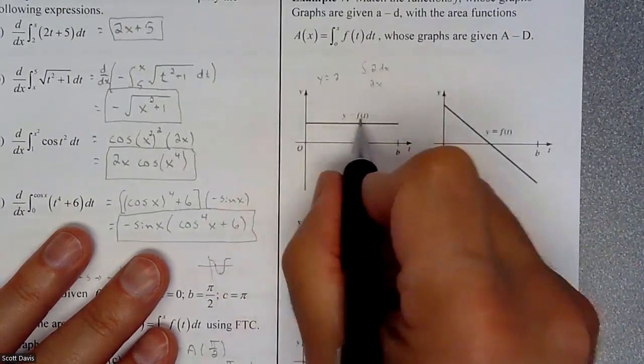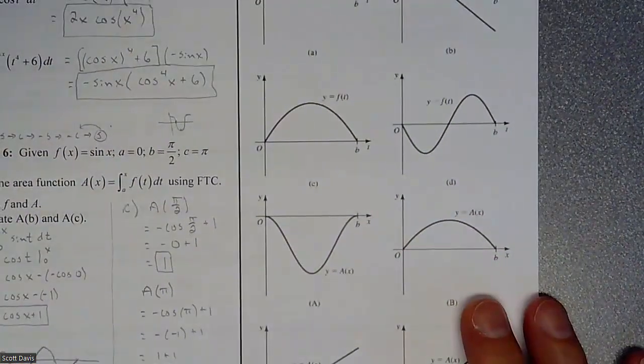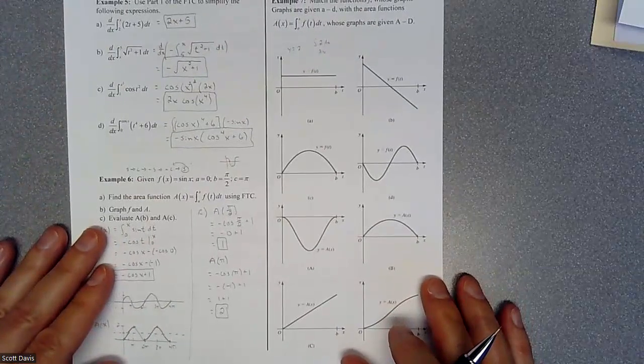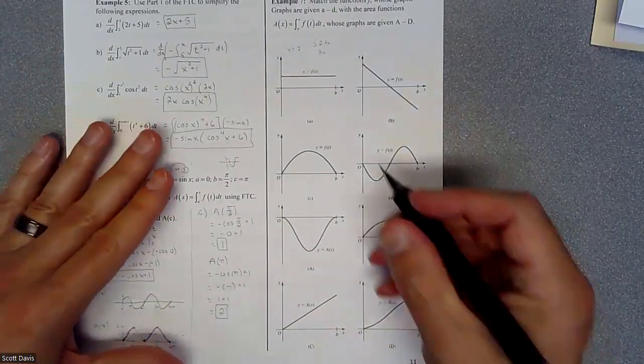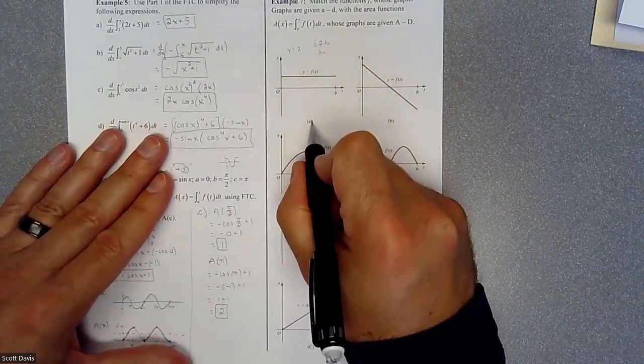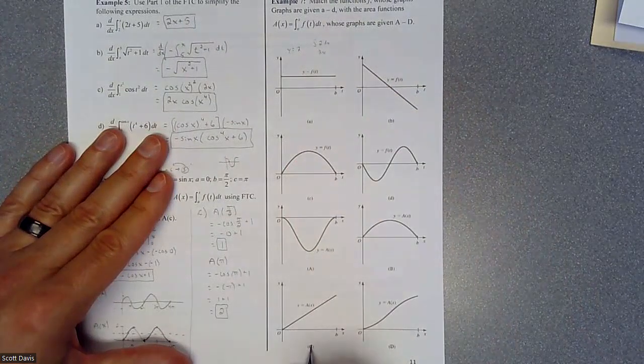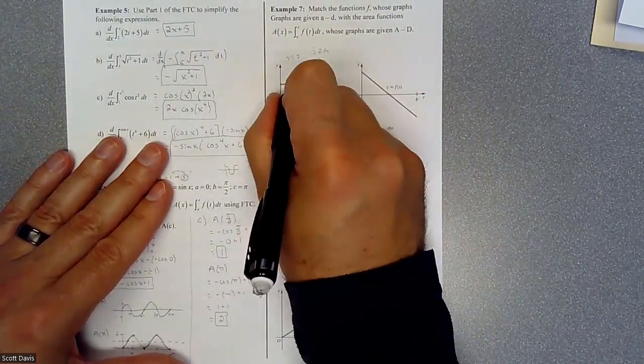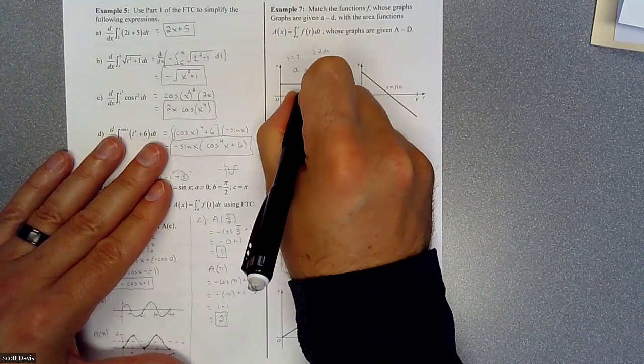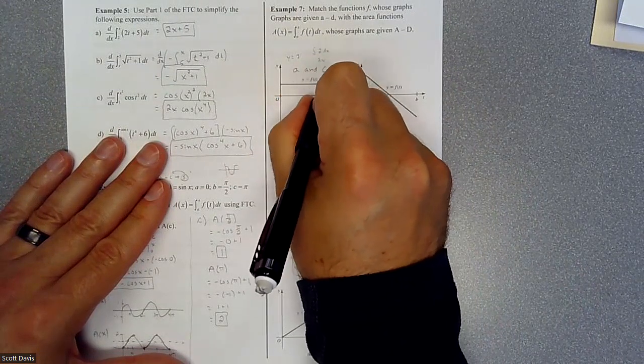And so if you have little a, let me spread this out a little bit. Here's all the graphs that you got going on. So little a is going to match with C. So little a and C go together.